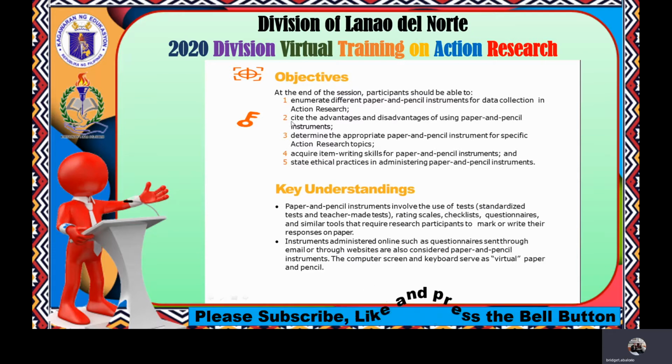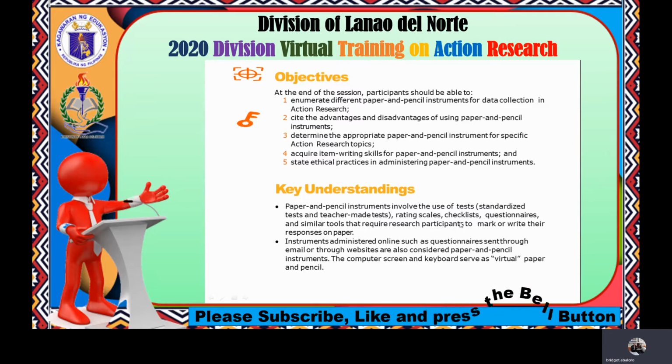Second, cite the advantages and disadvantages of using paper and pencil instruments. Third, determine the appropriate paper and pencil instruments for specific action research topics. Fourth, acquire item writing skills for paper and pencil instruments. And fifth, state ethical practices in administering paper and pencil instruments. So these are the objectives.